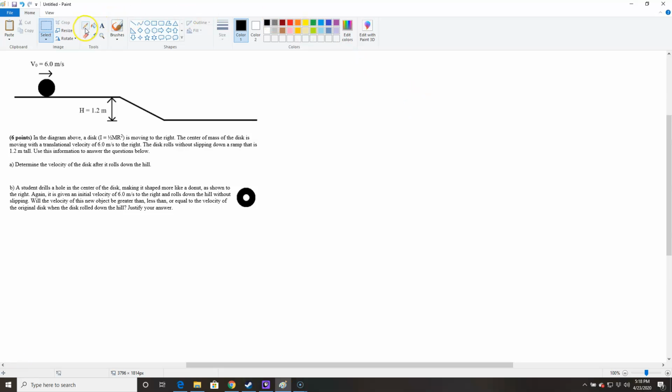Welcome to the second rotation one. You might remember this one because it was on your rotation test. So it says in the diagram above we have a disk, moment of inertia is 1/2 mr squared. It's moving to the right, it's going to drop 1.2 meters vertically, and it is initially moving at 6 meters per second. The disk rolls without slipping, so what that tells us is V equals R omega. And our goal is to determine the velocity of the disk after it rolls down the hill.